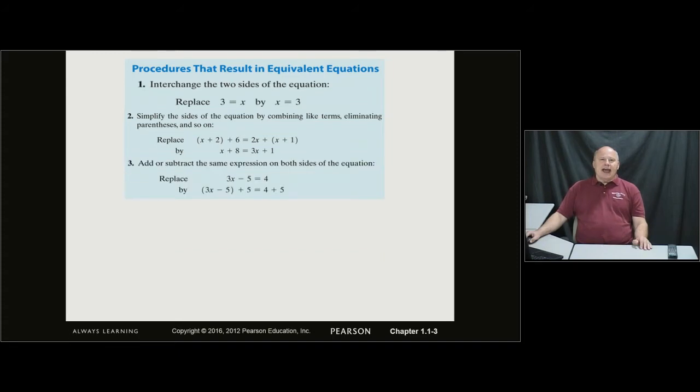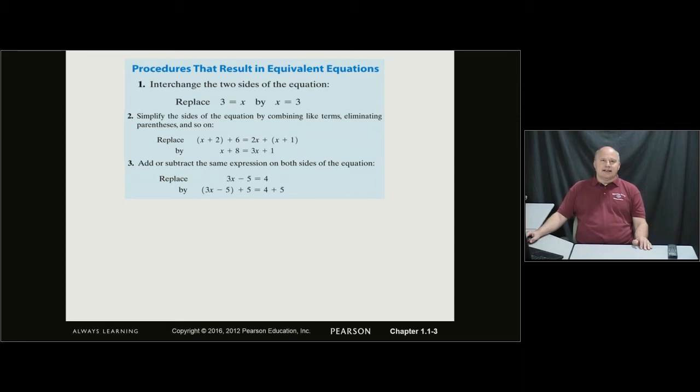Okay, we can add or subtract the same expression to both sides of the equation. So if you have 3x minus 5 equals 4, you can add 5 to the left side, as long as you add 5 to the right side. And you've probably heard this saying, whatever you do to one side of an equation, you have to do to the other side of the equation. That's in essence what we're talking about here. We're adding 5. The reason you'd want to do something like that is to eliminate the negative 5, since negative 5 plus 5 will be eliminated. So that's the purpose of doing that.